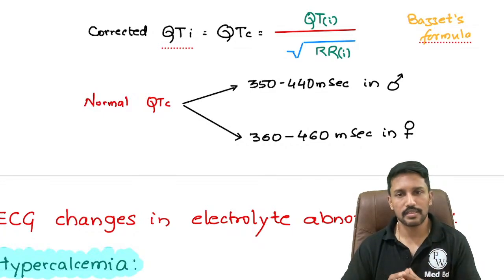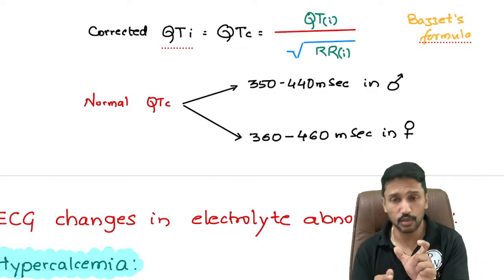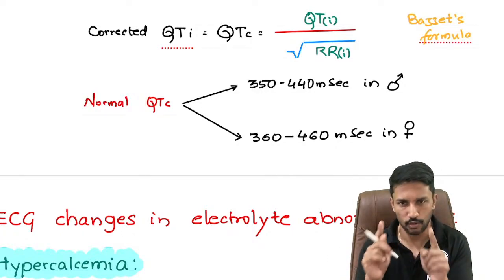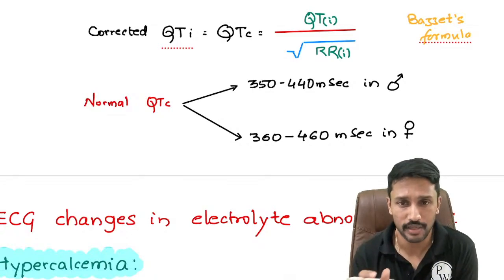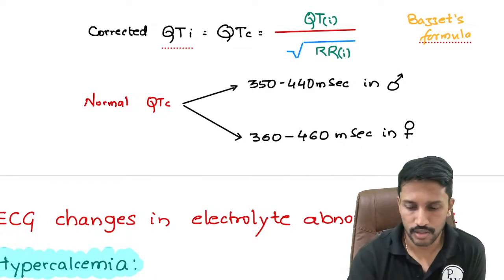So next time you see a ECG, QT interval is not just a simple calculation. You have to actually measure the QT interval, and then you have to apply the Bazett's formula by looking at the RR interval and using a calculator to calculate the square root of the RR interval, and then apply the Bazett's formula and then come out with the corrected QT interval.